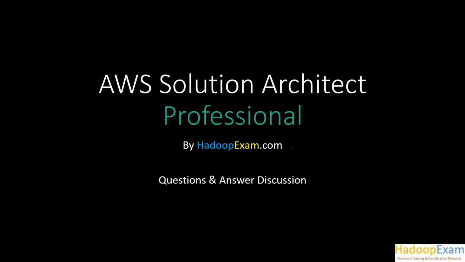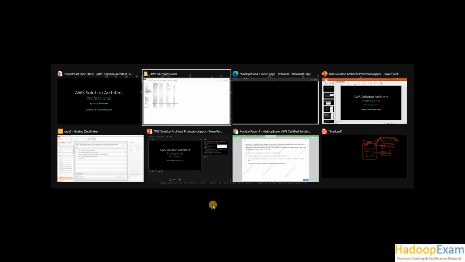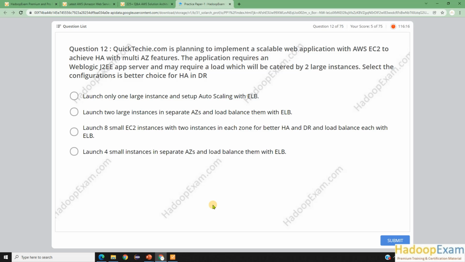Now let me go to question number 12. Till now we have already discussed 11 questions. So let me go to the question paper. quicktechie.com is planning to implement a scalable web application with AWS EC2 to achieve high availability with multi-AZ features. The application requires WebLogic J2EE application servers and may require a load which will be catered by two large instances. Select the configuration that is the better choice for high availability and disaster recovery.